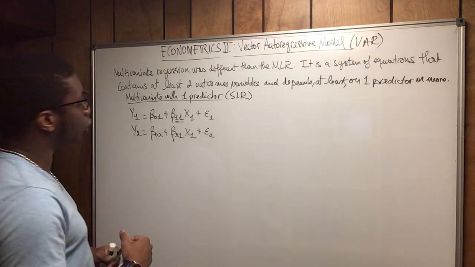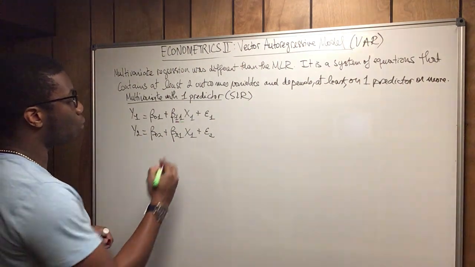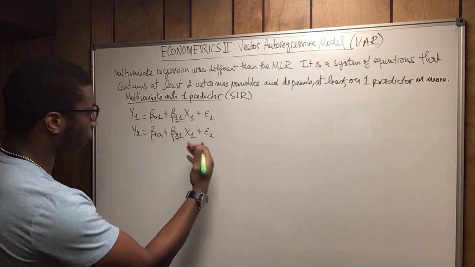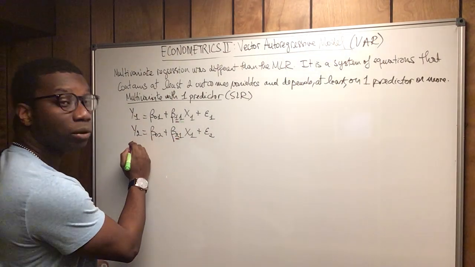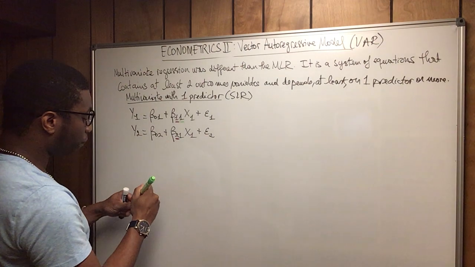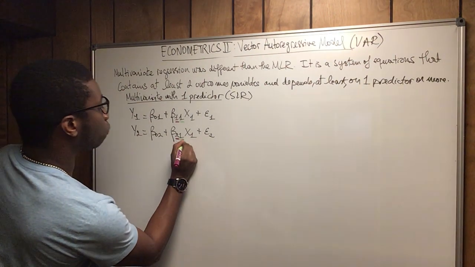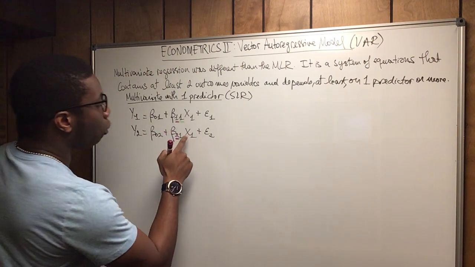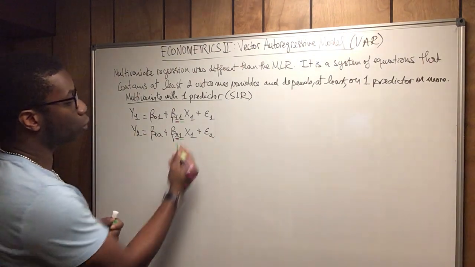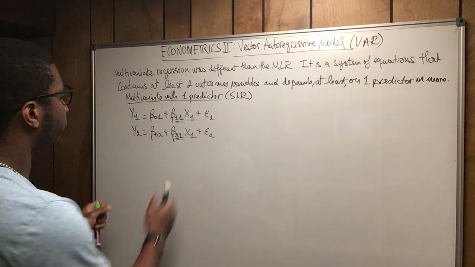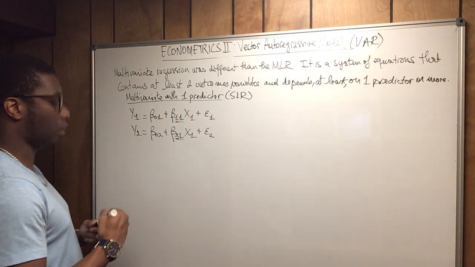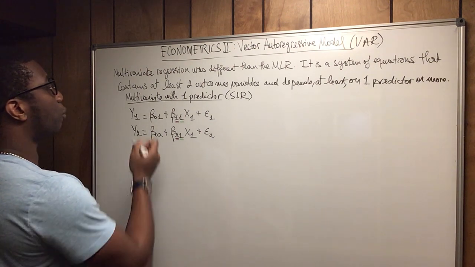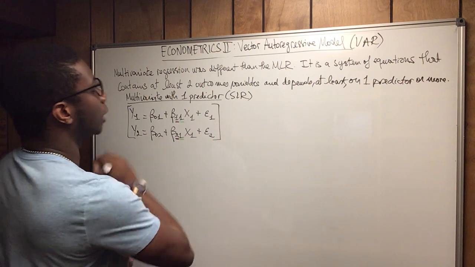If we move to the second equation, the same process. You have beta 21. The 2 means that it is the coefficient for the second outcome variable. And the 1 that follows the 2, which I'm going to put in green here, means that the coefficient depends on one predictor, which is x1. That's why you have beta 11 and beta 21. That being said, we have here the multivariate regression just based on one predictor.